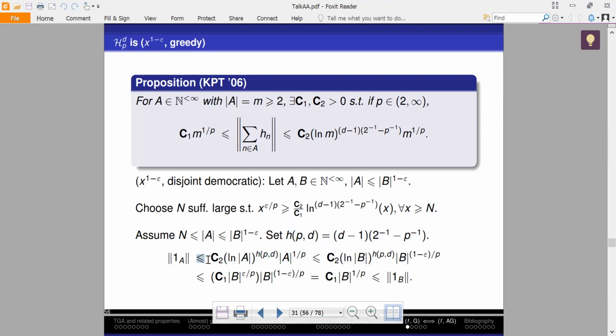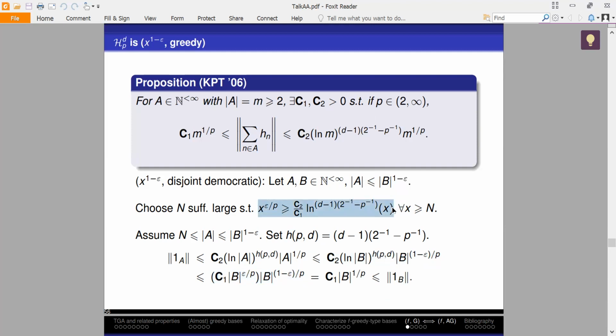This first inequality here is due to this theorem. You see that I just replace m by the size of A. Okay. So this is due to this. The next step, I just replace A by B, because the size of B is greater than the size of A. So I can replace A by B. The next step is coming from here to here. I'm using this inequality by how we choose n. Right?